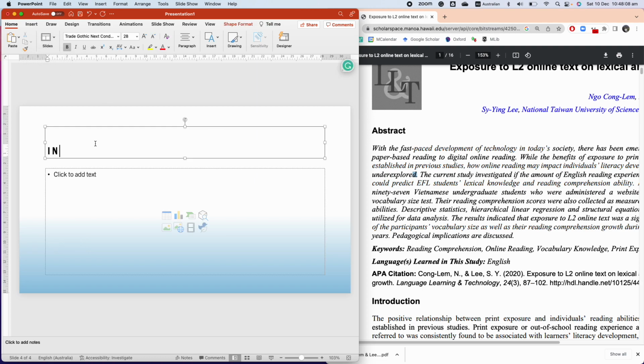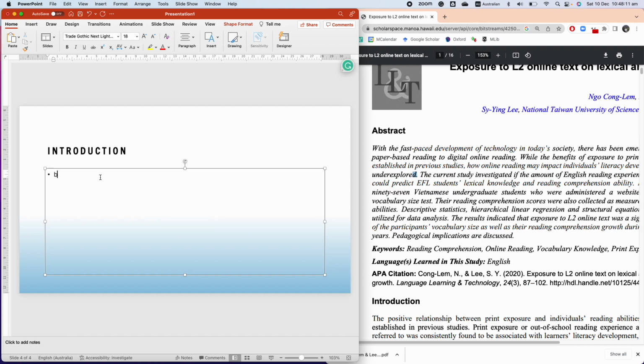This next one is the introduction. What is the introduction? In the introduction, absolutely, we need to introduce the background, or we can say what the topic is, the topic and its significance.